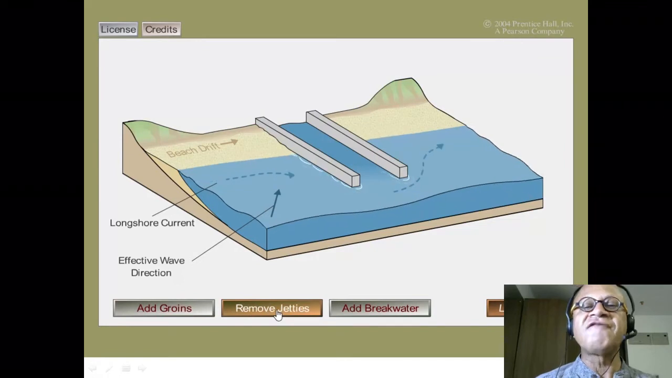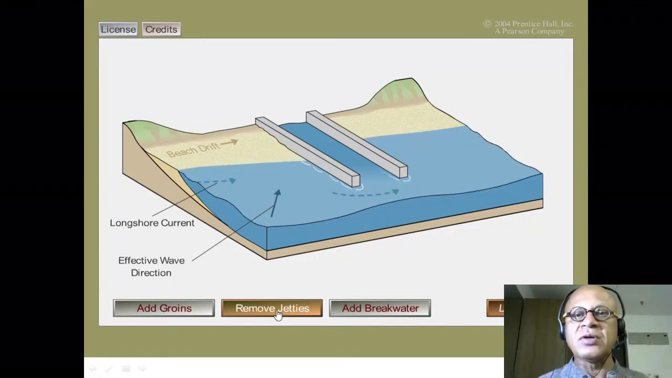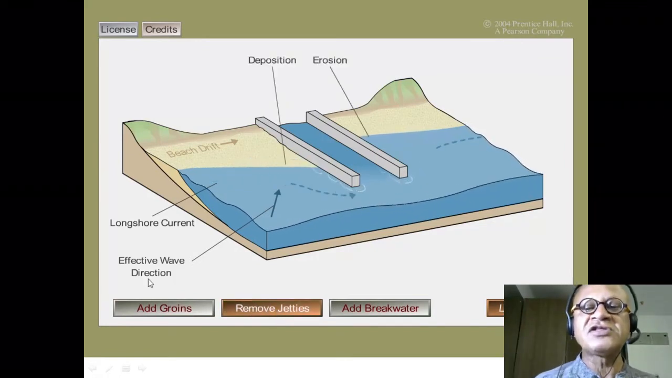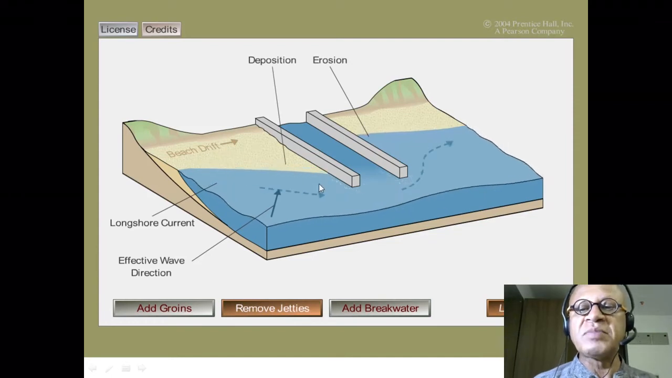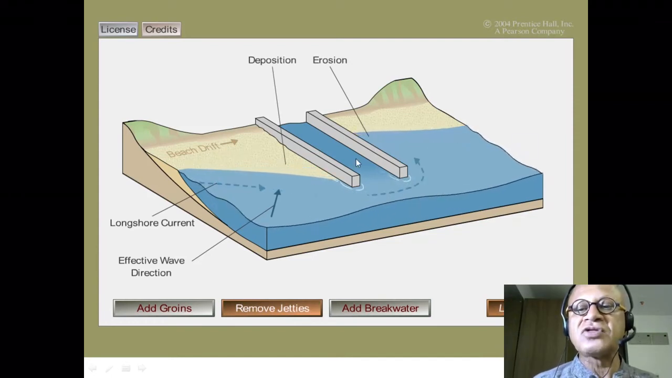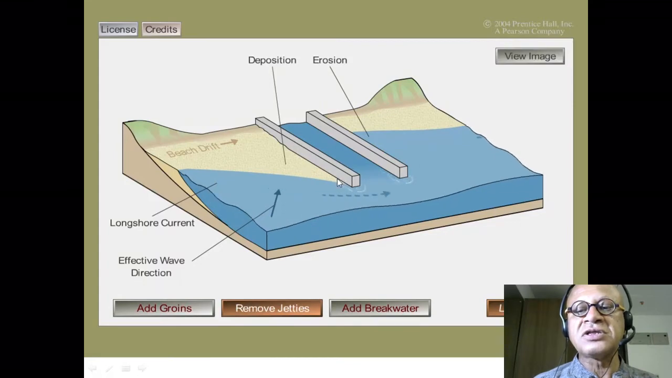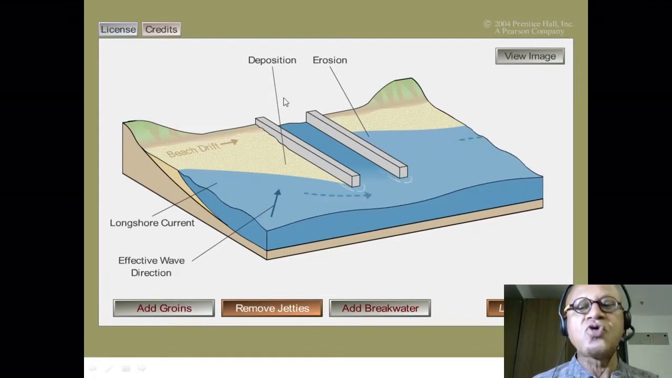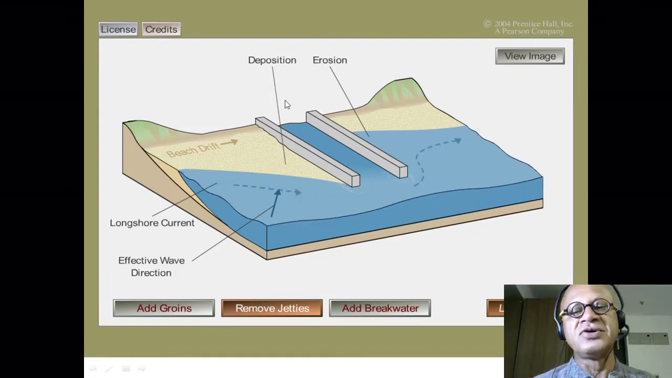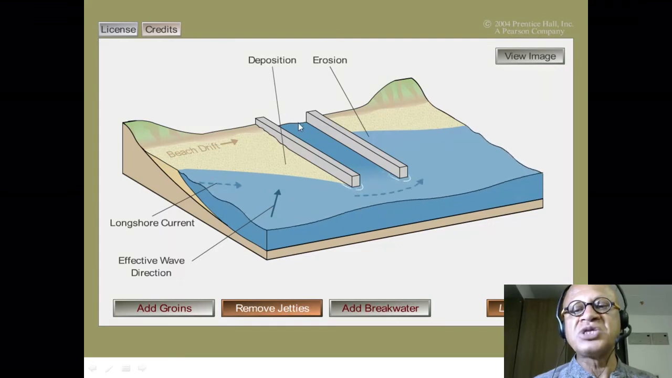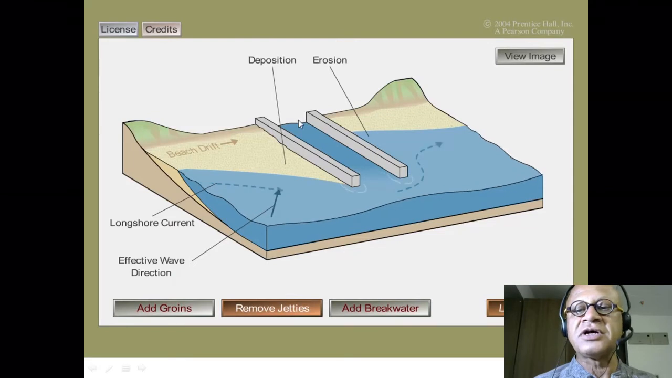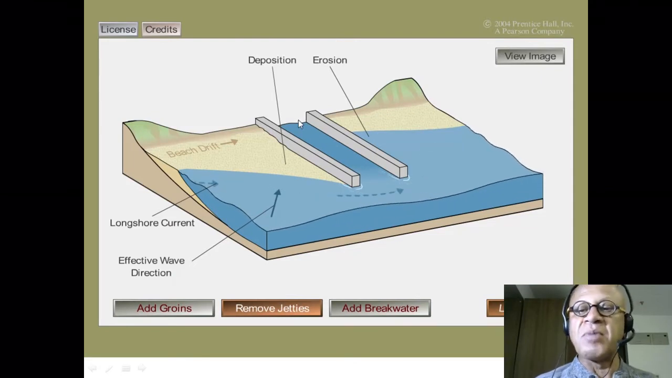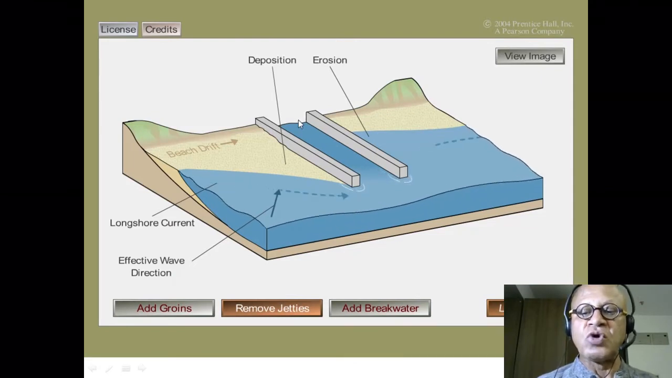Jetties are slightly different. You have two structures perpendicular to the beach face. So you have again beach drift building up on this side, eroding on this side. Here it's a bigger problem because if it flows over and goes here, you have a harbor, and you don't want sand coming into the harbor. So eventually you will have to dredge the sand from the harbor and put it back out, as has been done in Santa Barbara and Santa Cruz and so on and so forth.